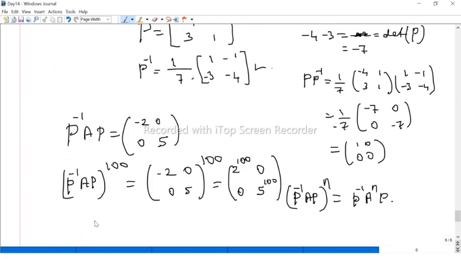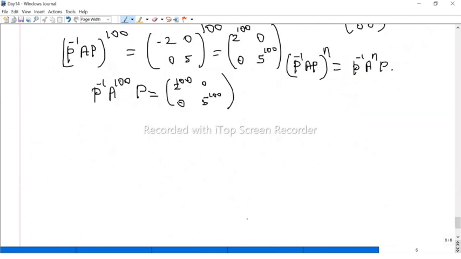But if you take the 100 inside, we get P inverse A^100 P equal to this matrix, 2^100, 0, 0, 5^100. But we need A^100. Therefore just multiply by P. Therefore A^100 equals, first you cancel this P inverse, therefore multiply by P on the left into this matrix, into, you can cancel this P, therefore multiply by P inverse on the right. Now what is P?